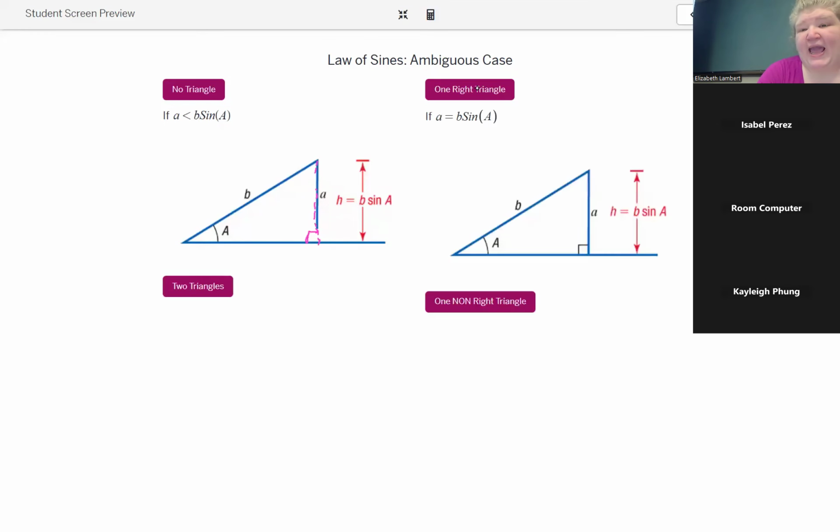Now, if my A perfectly equals B sine A, then I make one right triangle. So there's my minimum guy. If A equals B sine A, I have one nice right triangle. And how often do you think that actually happens for this homework?